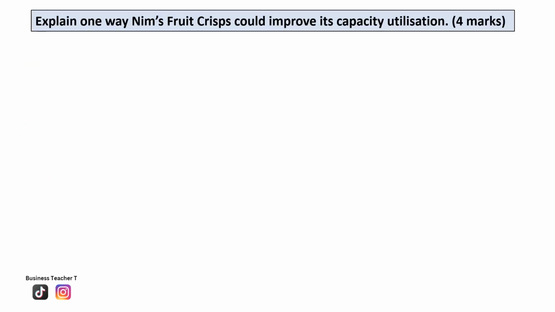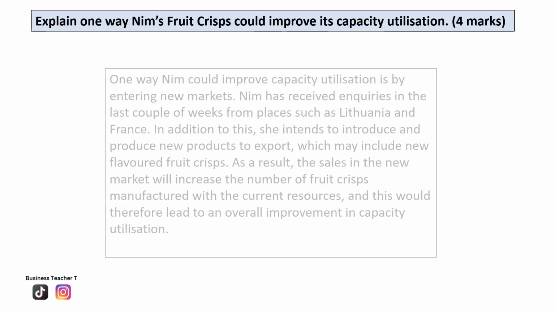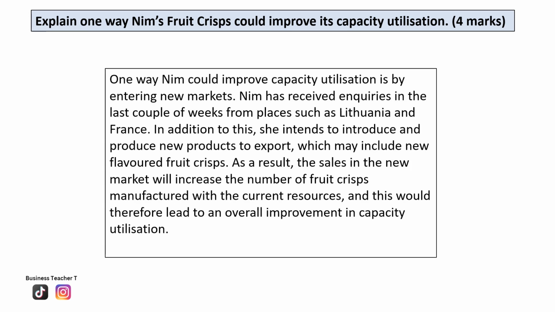Explain one way Nims Fruit Crisps could improve capacity utilisation. One way Nim could improve capacity utilisation is by entering new markets. Nim has received inquiries in the last couple of weeks from places such as Lithuania and France.